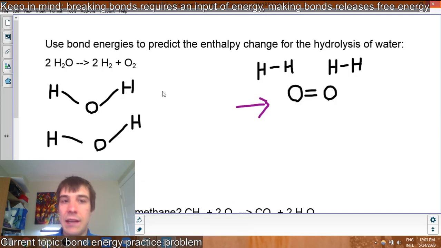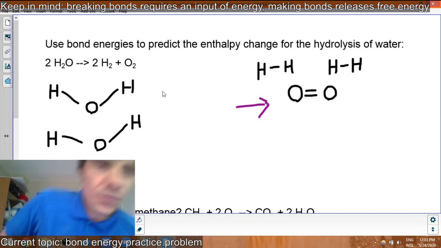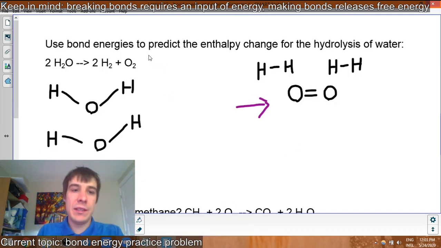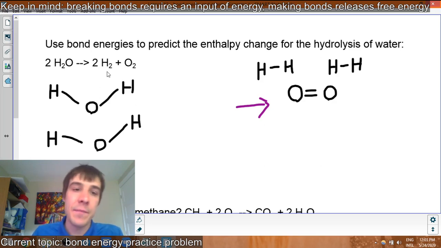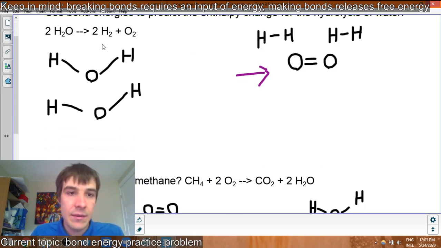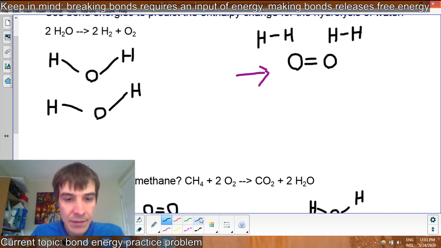So here I have water. Water splitting to H2 and O2. And I've balanced it already. And we need to balance it in order to see how many bonds we're actually making and how many bonds we're actually breaking. This is going to require an input of energy, but we can prove it with the bond energy table.